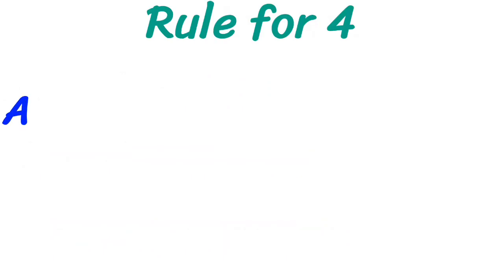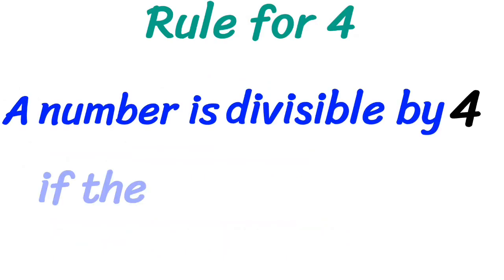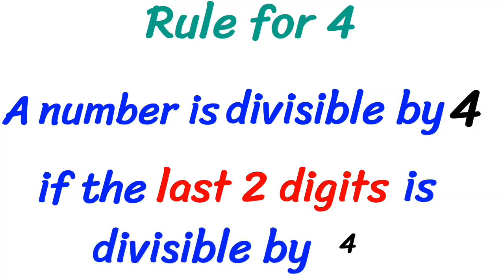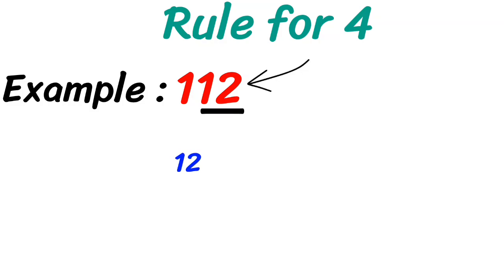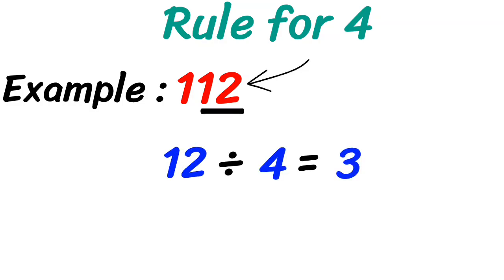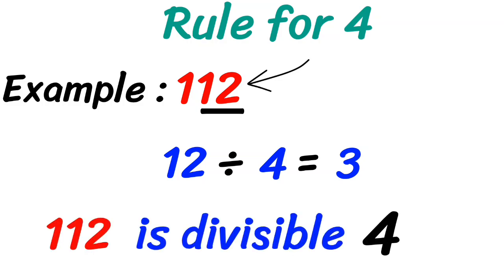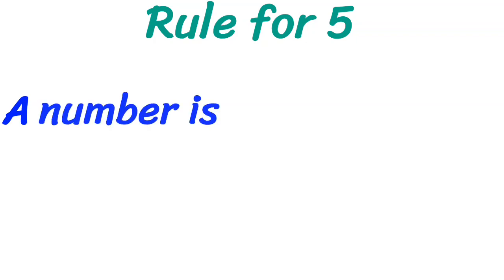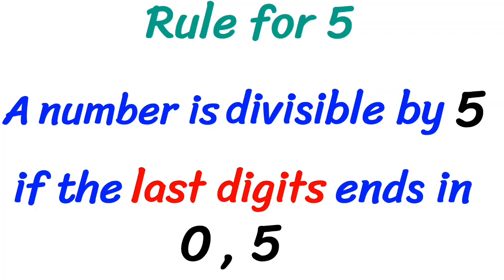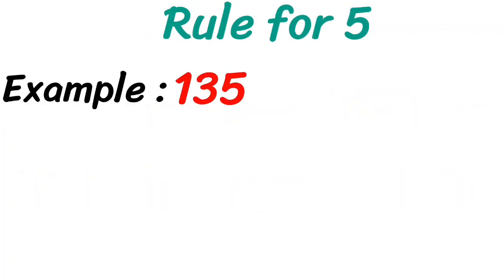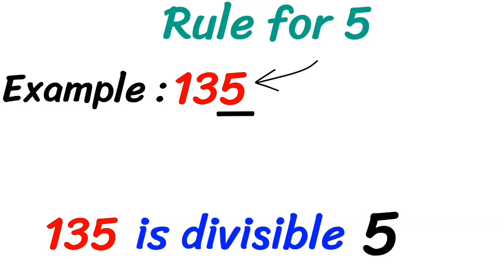Rule 4. A number is divisible by 4 if the last two digits of the number are divisible by 4. For example, 112. The last two digits are 12, and 12 is divisible by 4, therefore 112 is divisible by 4. Rule 5. A number is divisible by 5 if the last digit ends in 0 or 5. Example, 135. It ends in 5, therefore it is divisible by 5.